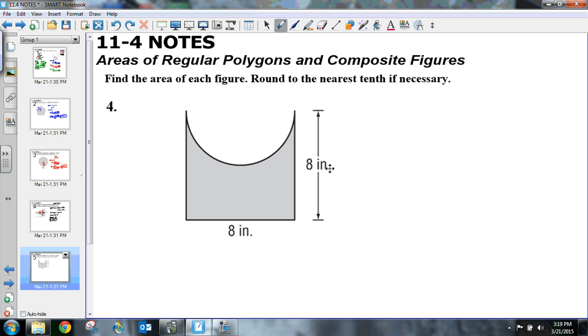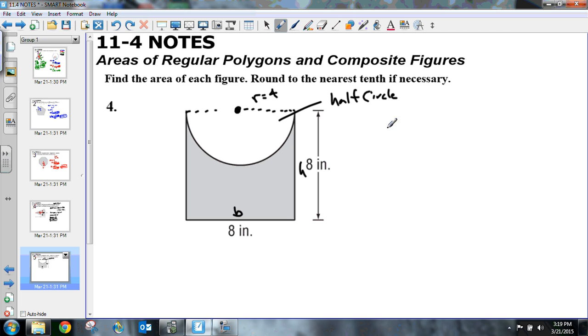Now this one is pretty crazy. I don't have a specific formula for this. What I do notice is that I have a base and a height here, and if I were to calculate the area using that base and height, I would calculate this entire area. What I actually have is a square and a half circle. I know that my diameter here is 8, so my radius is going to equal 4, because it's just half the diameter.